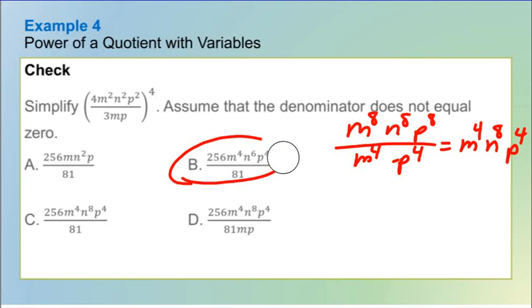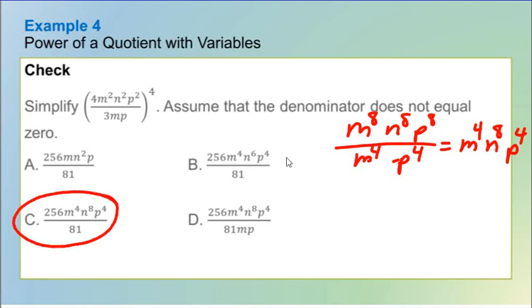Actually, I misspoke. Not B, it would actually be C. They're very close, but if you look at the n, the difference is n to the 8th. We need n to the 8th. B had n to the 6th. So the correct answer is C. So that is our lesson on division properties of exponents.